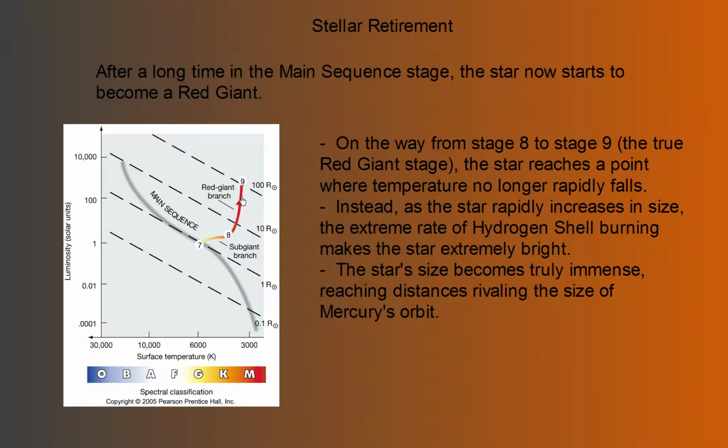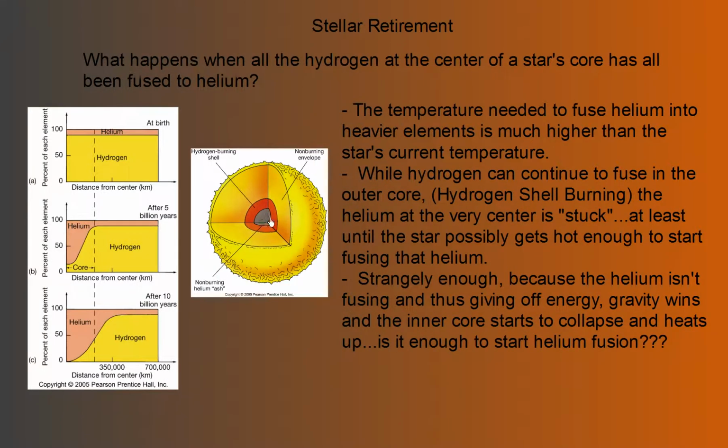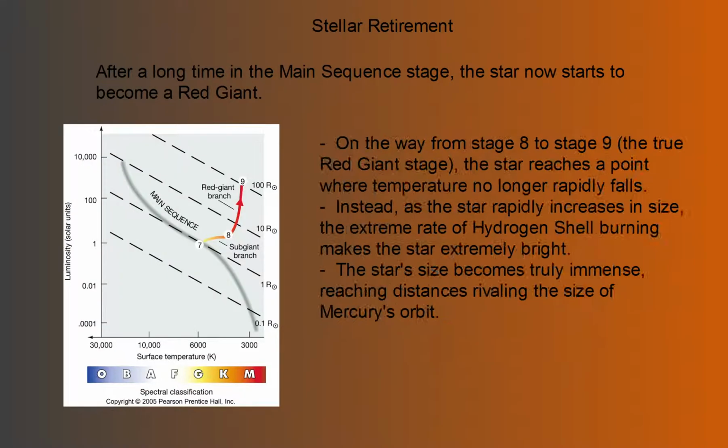And why does a star become brighter? Because of the extreme rate of hydrogen shell burning. As we talked about earlier, the helium ash core is collapsing, increasing in temperature. Not hot enough to fuse helium yet, but definitely hot enough to increase the rate of hydrogen fusion. And that increased rate of hydrogen fusion is like, bam, screw you, gravity, I'm going to push out and make you as big as a red giant up to Mercury's orbit.